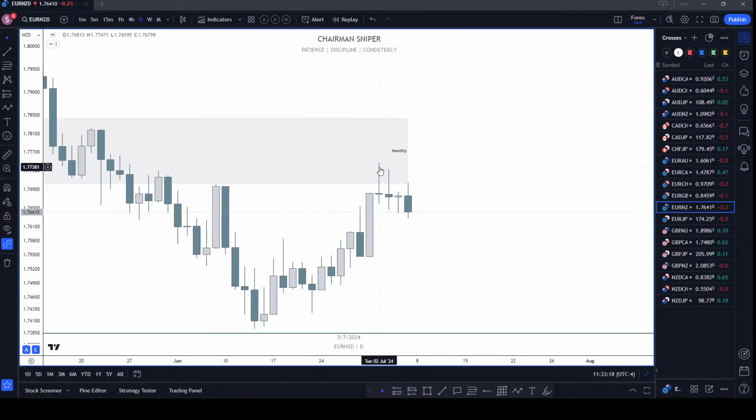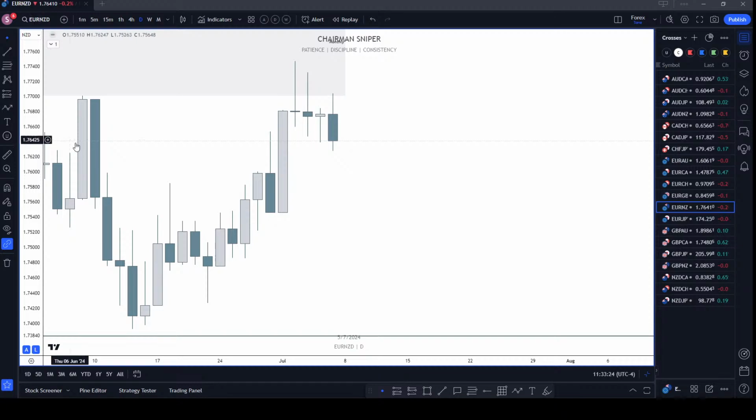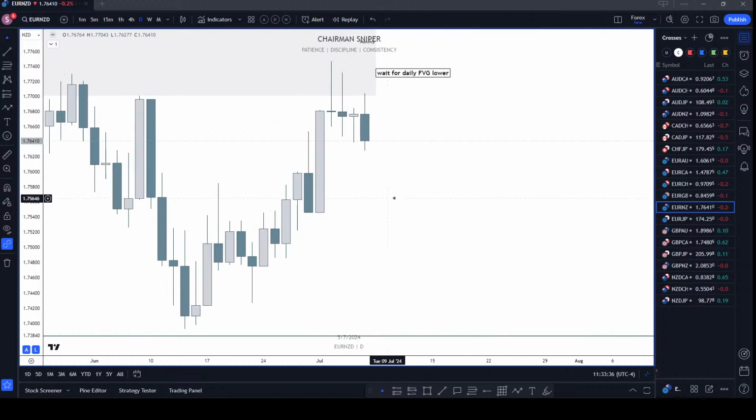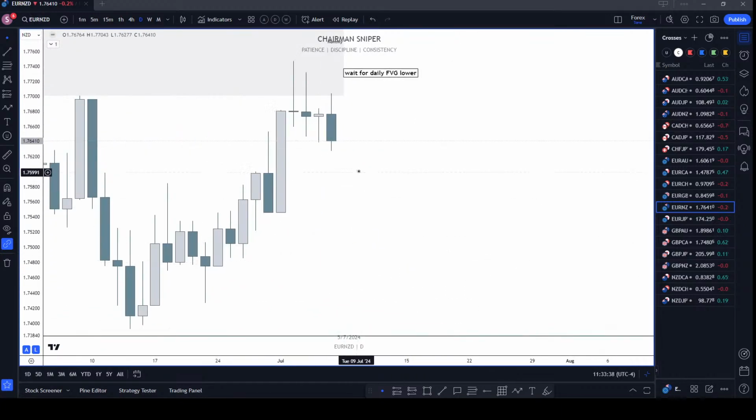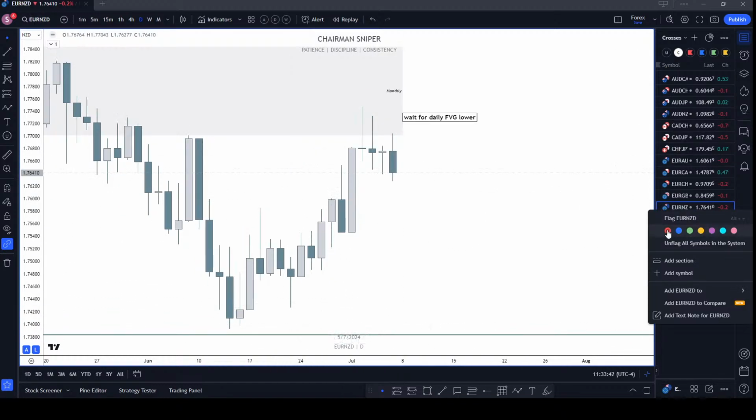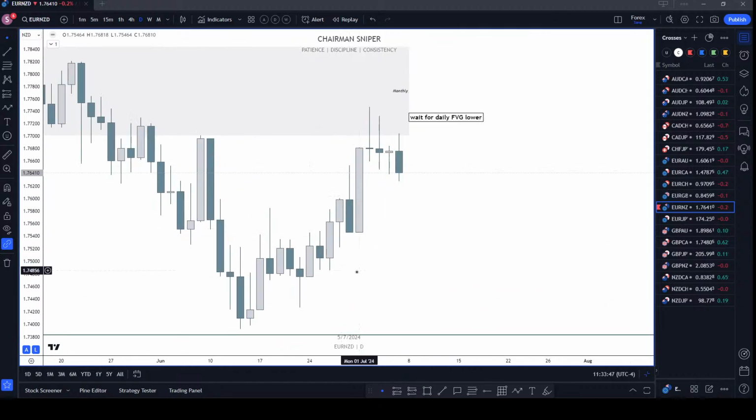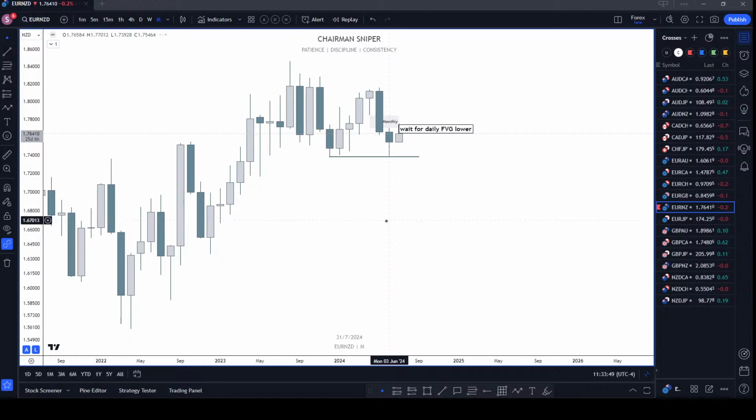Weekly, daily. We tapped into this on Tuesday, which was actually a day of news. So that's fine. Okay, if we get a daily fair value gap or breakaway gap on EN, we can definitely trade into these lows. I will actually want to see that. That's something I'm going to be looking for this week.